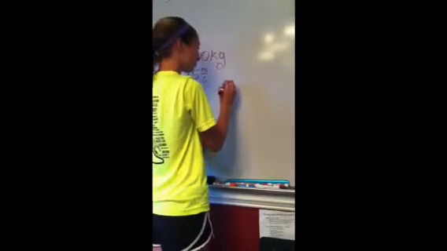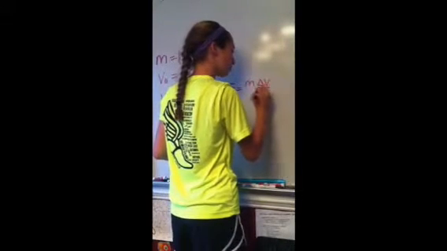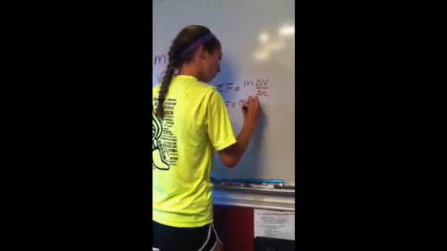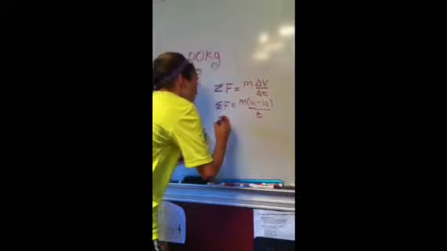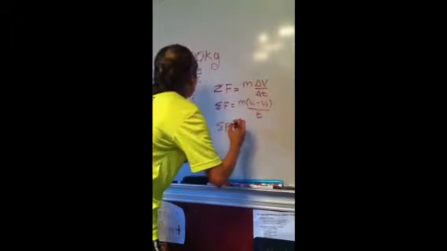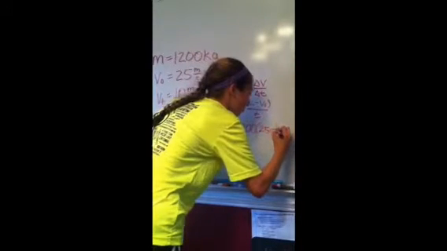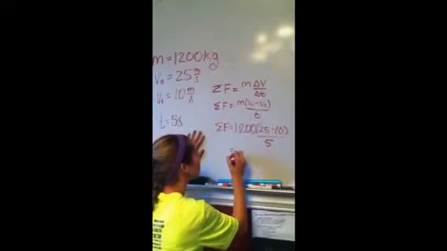Let's try one more. A 1,200 kilogram car is brought from 25 meters per second to 10 meters per second over a time period of 5 seconds. Determine the force experienced by the car. Because force equals mass times the change in velocity over the change in time, we have to be mindful of the initial and final velocities. So, force equals the mass, 1,200, times the change in velocity, or velocity initial, 25, minus velocity final, 10, all divided by the time of 5 seconds. All of this would get you your final force of 3,600 newtons.